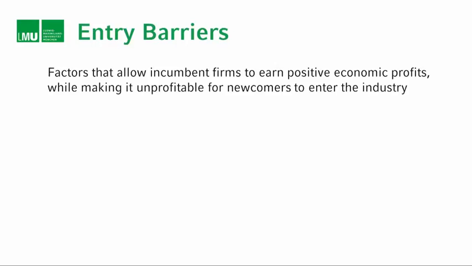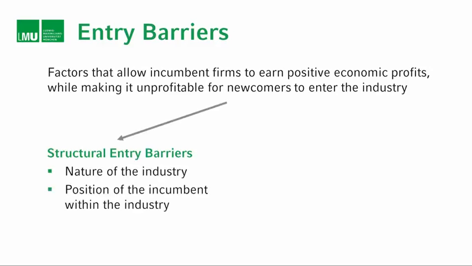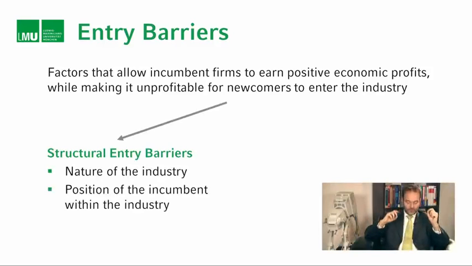So entry barriers, formally speaking, are factors that allow an incumbent firm to earn positive economic profits while making it unprofitable for newcomers to enter the industry. And we can divide this into structural entry barriers, which are basically about the nature of the industry. They're about the position of the incumbent within the industry. It's not necessarily about the incumbent being special in any way. It's basically about the fact that someone is in the market and someone's outside the market.